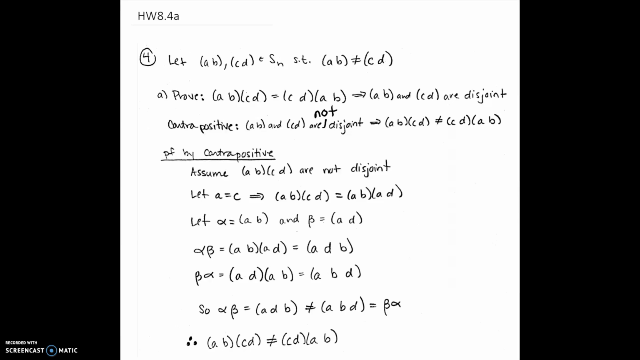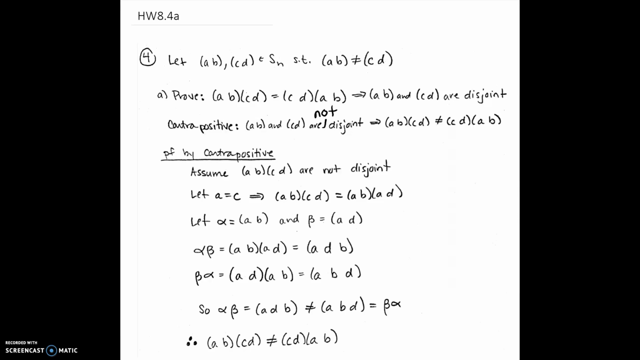The contrapositive is equivalent to the original statement, but you flip the hypothesis and the conclusion and you negate them both. So proving the contrapositive also proves the original statement. So for this, the contrapositive is: AB and CD are not disjoint implies that AB times CD does not equal CD times AB. So proof by contrapositive.